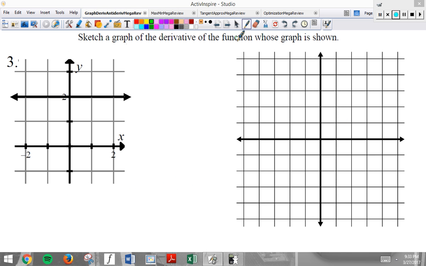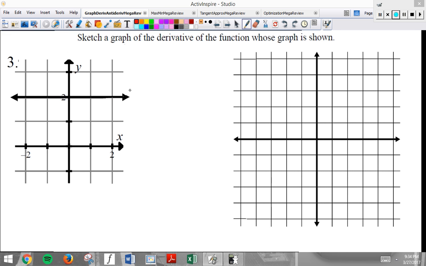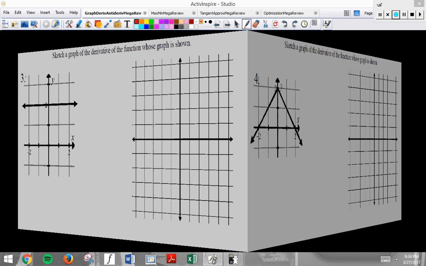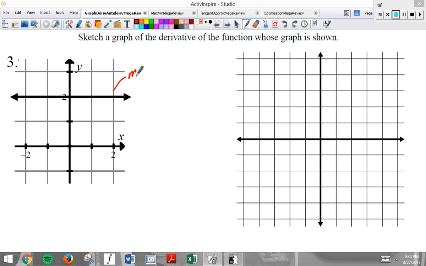Pause the video. Try it. 3, 2, 1. What do I notice here? Oh my gosh. M equals 0. Always. Y equals 0. Always.